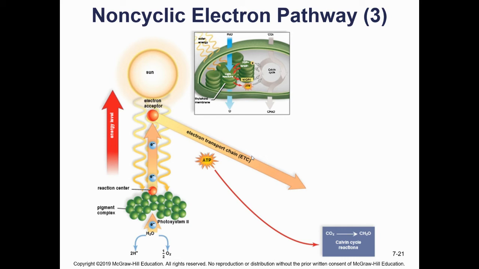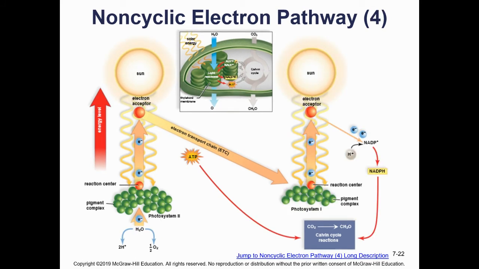ACE, if it ends in ACE, it's probably an enzyme, and that name tells you what it does. It's the enzyme that synthesizes ATP. And the ATP is going to go to the Calvin cycle to build some glucose.